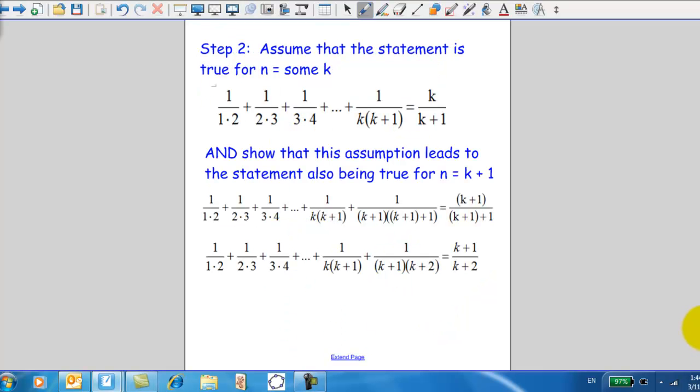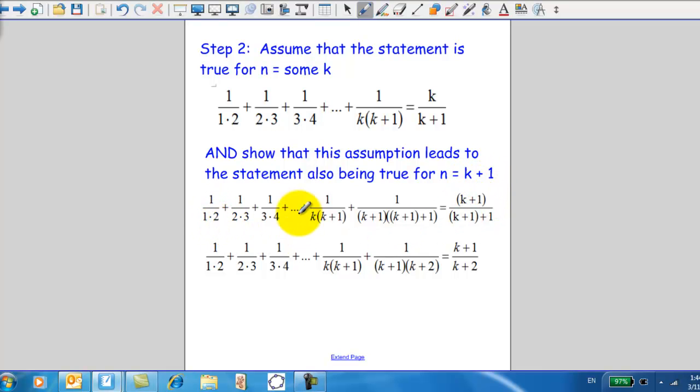Now, this statement is the trickier part. Assume that the statement is true for n equals some k. So it's basically the same thing, but I'm using the variable k to represent the idea that I'm arbitrarily picking a k in the sequence. And I want to show that it's also true for k plus 1. Show that this assumption leads to the statement also being true for n equals k plus 1.